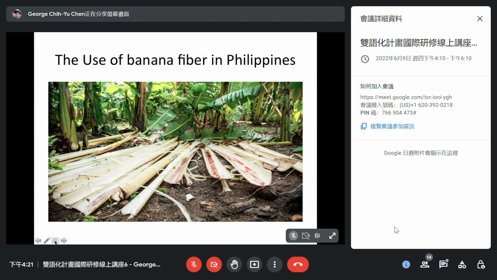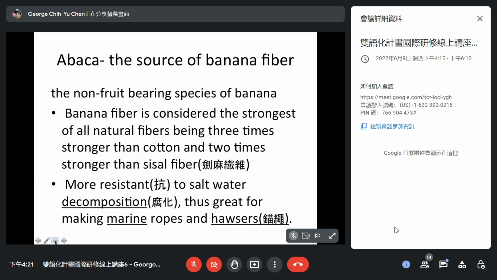They're cut open with layers taken from the stem. And this is where they will extract the fiber. So abaca is the source of banana fiber, and is one species of banana. It's a non-fruit-bearing species of banana. And why is banana fiber important? Because it's considered the strongest of all natural fibers, being 3 times stronger than cotton and 2 times stronger than sisal fiber.